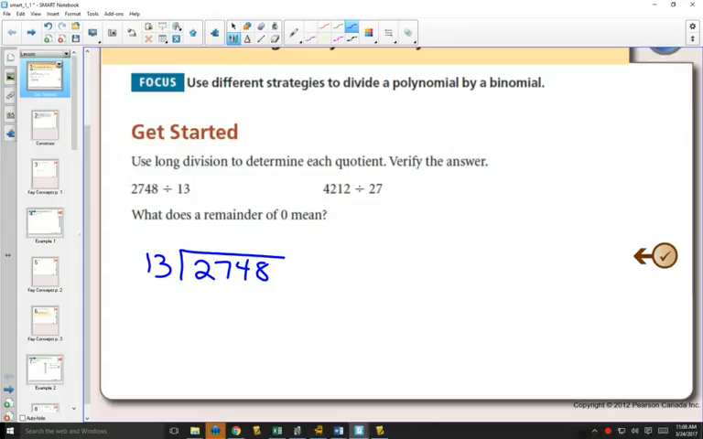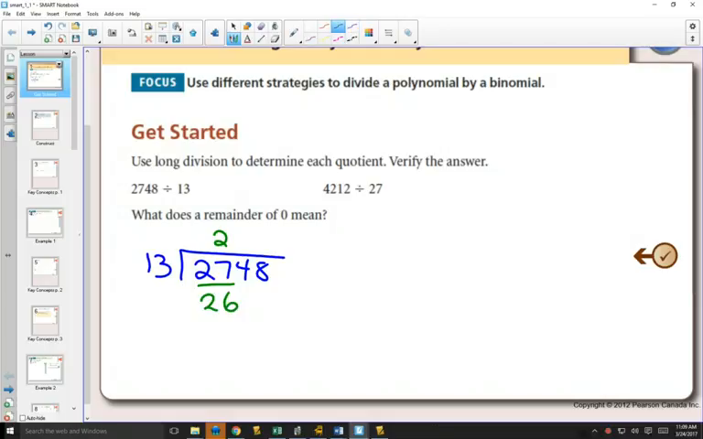Can 13 divide 2 nicely? No. But if we go over 2 digits to 27, can 13 divide 27 nicely? Yes, it can. So we write a 2 over the hundreds space of the 2700, because really what we're looking at is, can 13 divide 2700? And the answer is yes, by 2, and 200 times 13 would be 2600.